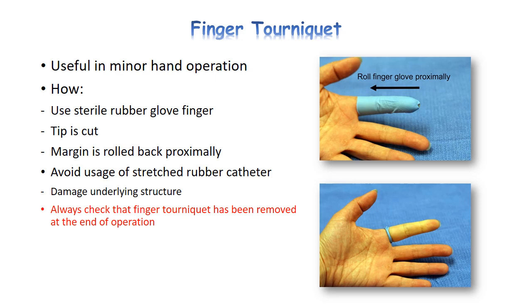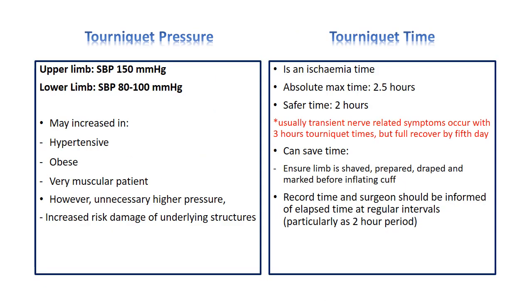The last method is the finger tourniquet, which is useful in minor hand operations. We will use a sterile rubber glove finger, the tip is cut and the margin is rolled back proximally. Avoid use of a stretched rubber catheter as it can damage the underlying structure, and always check that the finger tourniquet has been removed at the end of the operation.